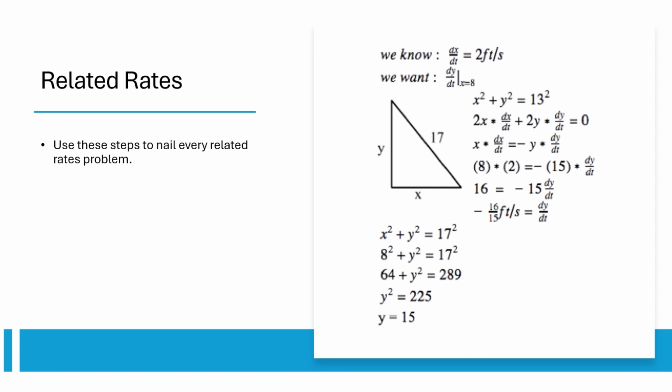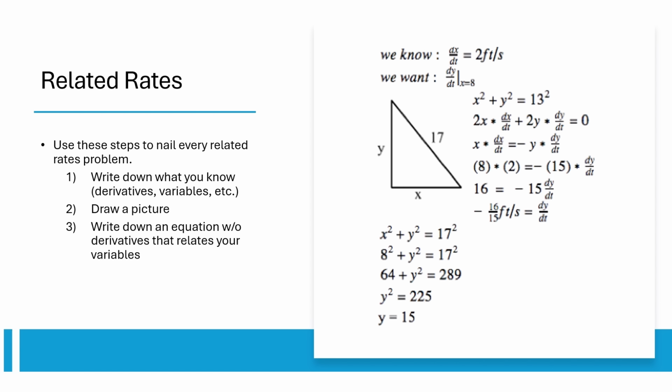Related rates problems involve finding the rate of change of one quantity in terms of another that is changing over time. We have a useful formula so that you can nail every related rates problem. First, write down what you know. Second, draw a picture, if applicable. Third, write down an equation without derivatives that relates your variables, and don't plug in any variables yet. And then fourth, implicitly differentiate the equation, plug in your variables, and solve. An example problem is shown to the right.